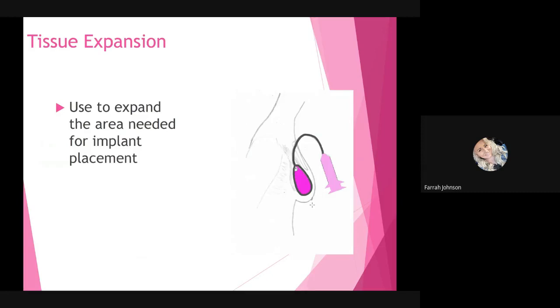Then you have tissue expansion. This is used to expand the area needed for implant placement. Basically, they expand the tissue and make it more elastic so that the implant can fit once they're done with the surgery.